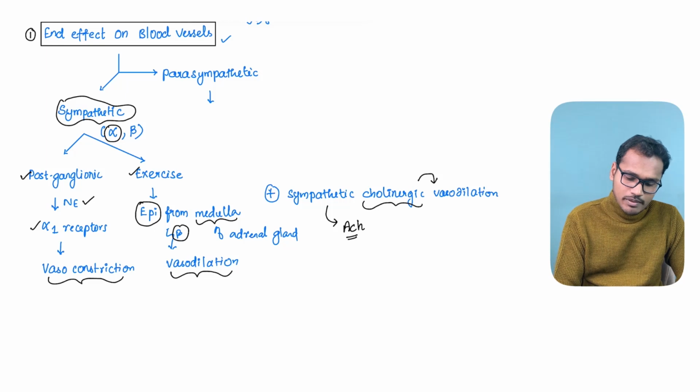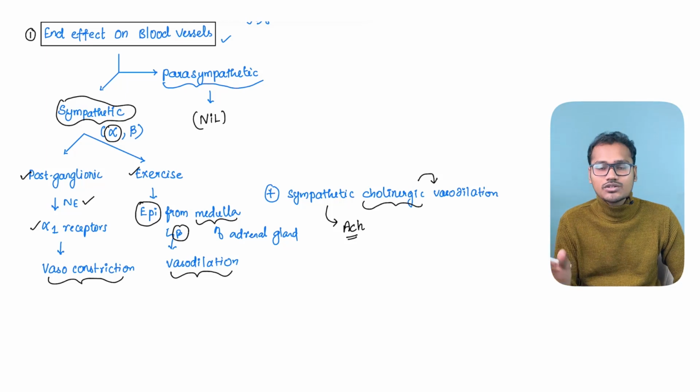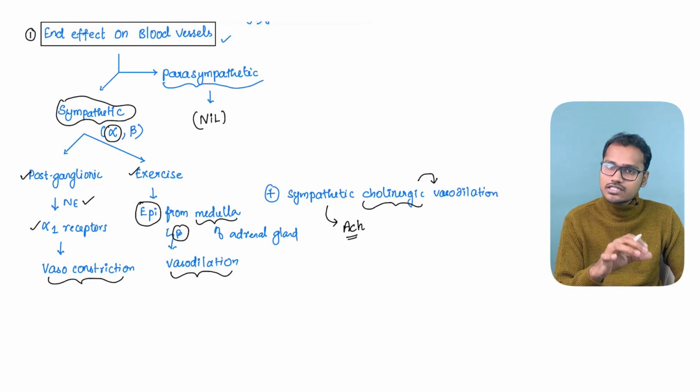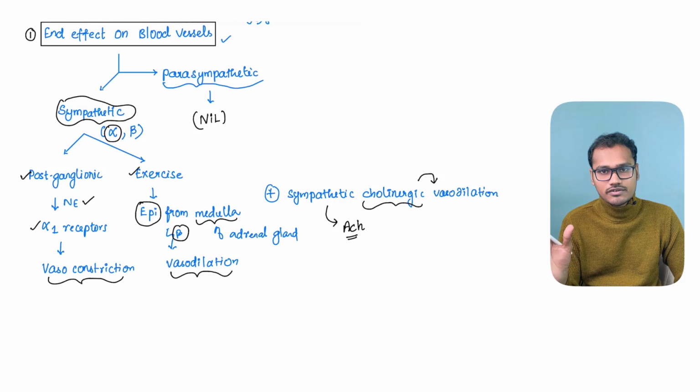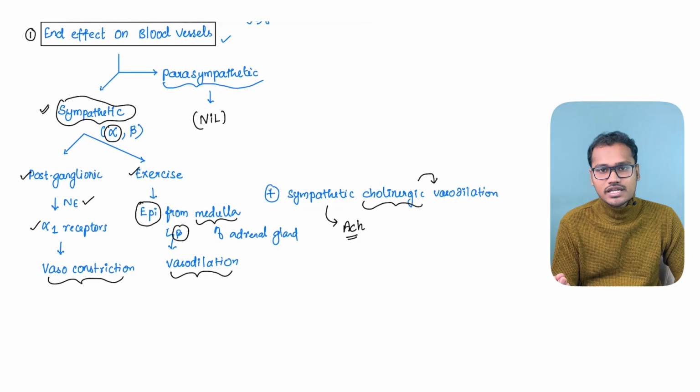What is the role of the parasympathetic system on the blood vessels? The innervation is not at all present in the blood vessels, so the action is nil. The parasympathetic system as such does not act on the blood vessels. Of course, it acts on the heart, but it does not act on the blood vessels much. So the action is almost nil. Both the vasoconstriction and the vasodilatation are done by the sympathetic system.